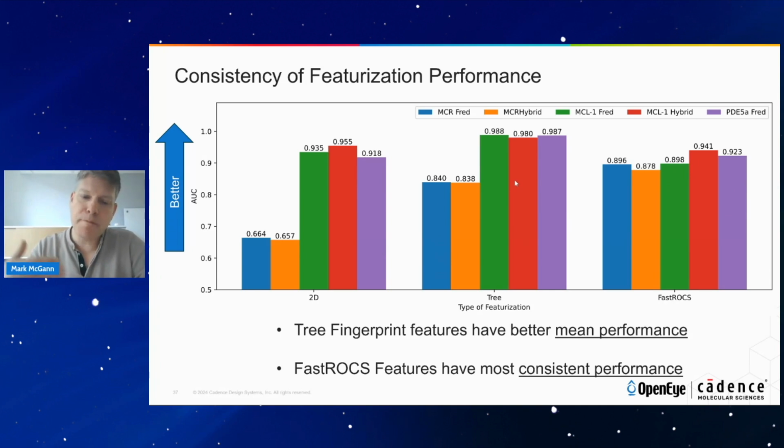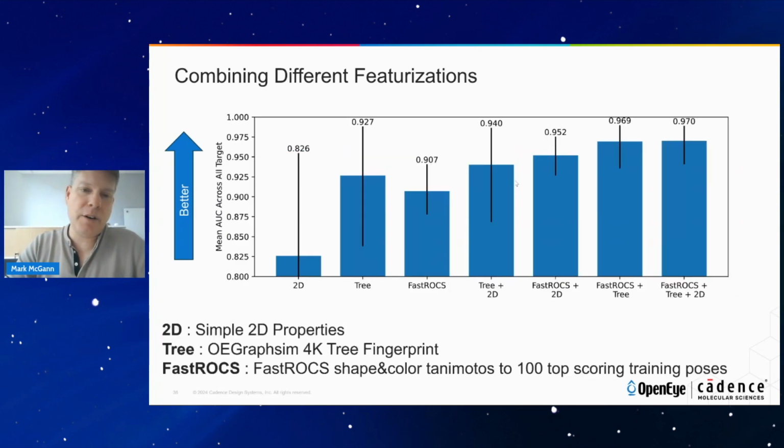So there's a good mean performance, particularly for the tree featurization. It's higher than any of the others, the mean performance. But the FastROCS 3D featurization is more consistent. It's not doing really well on one and really poorly on the other. It tends to be doing the same on most of them. So the natural thing that you would ask here is, well, can we just combine these featurizations? And that's exactly what we did. And that's what you see in these results.